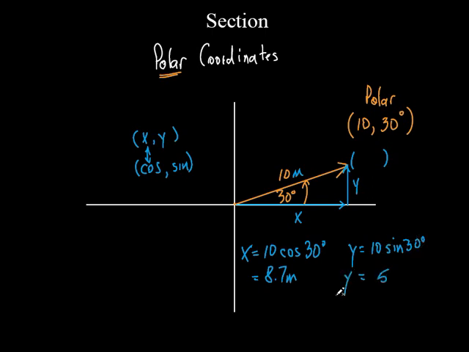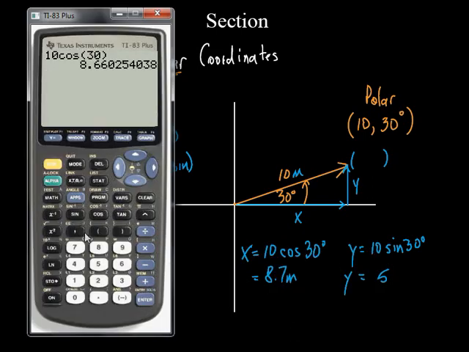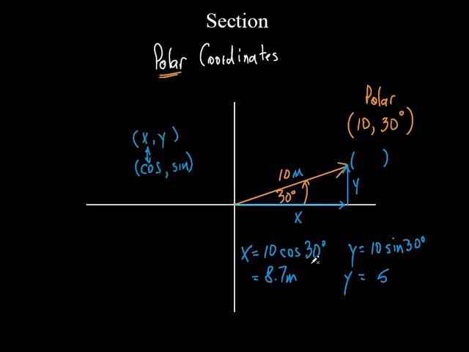If you don't believe me, and I'm sure that you believe me, right? We go 10 sine of 30, and let's see what that is. It's 5, just like I said. I'm right once in a while. Not too often, but sometimes I am. Alright, so there you go. And that would be the coordinates. That's how you get to that point. You go 8.7 in the x direction, and you go 5 in the y direction.